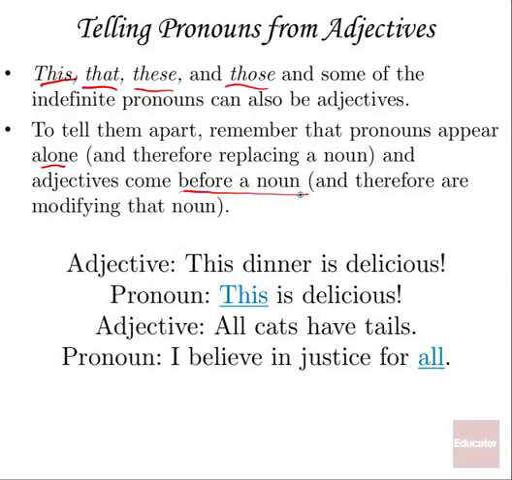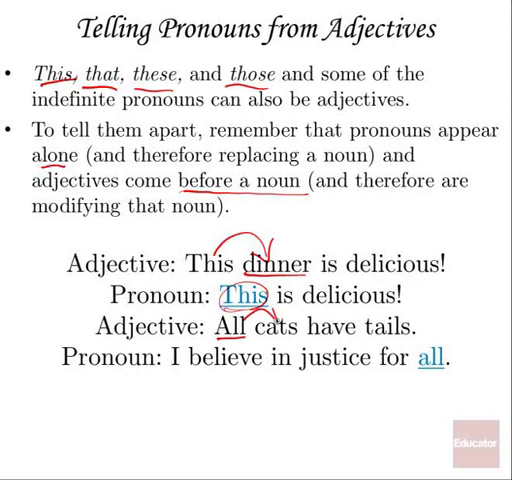The adjective form of this might be, this dinner is delicious. This is an adjective modifying the noun dinner. The pronoun version would be, this is delicious. There's no noun right after it. It's not modifying anything else. It's sitting there like a noun all by itself. So, it's a pronoun. All cats have tails.